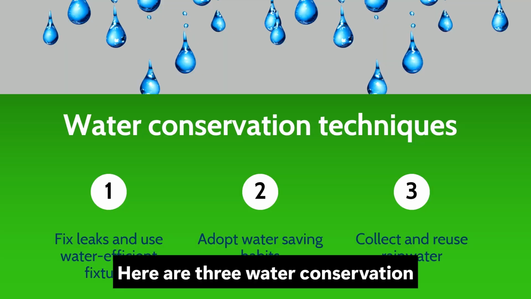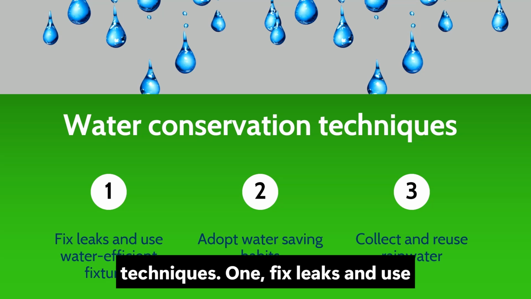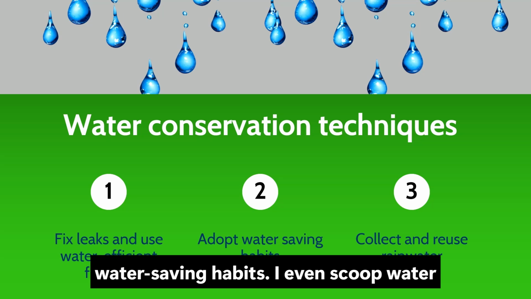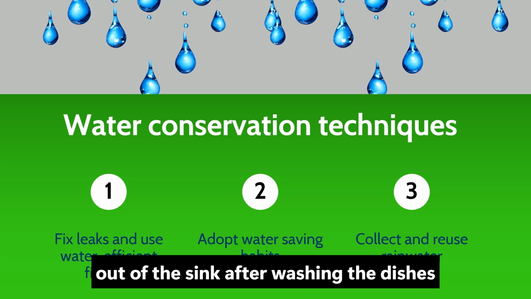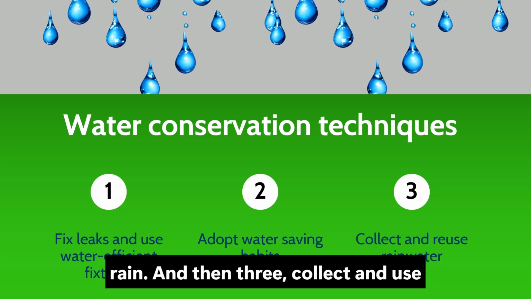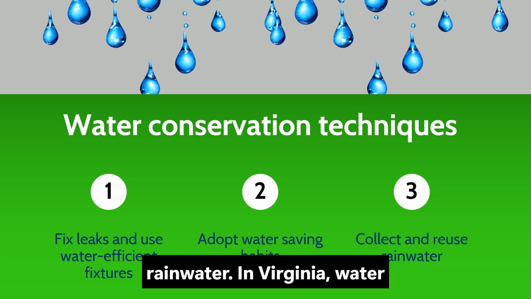Here are 3 water conservation techniques. 1, fix leaks and use water efficient fixtures. 2, adopt water saving habits. I even scoop water out of the sink after washing the dishes to pour it on the lawn since there's no rain. And then 3, collect and use rainwater.